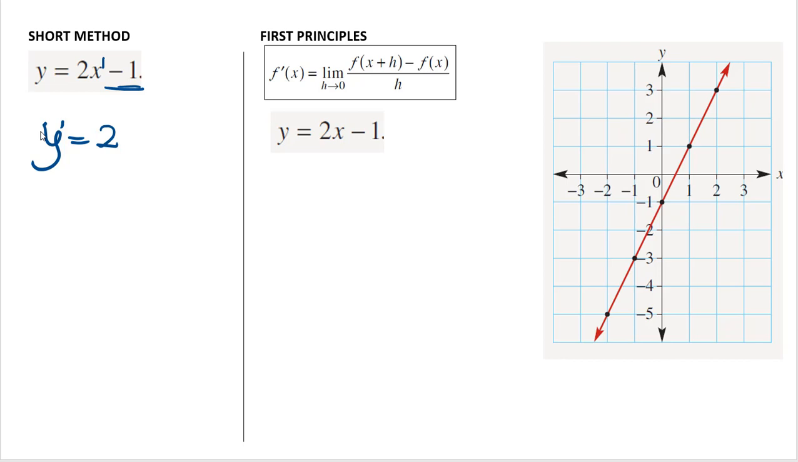What does that mean? Well, have a think to yourself. y equals 2x minus 1. If we thought of that in terms of y equals mx plus b or mx plus c, what is the gradient of this line? The gradient of that line is the coefficient of x in the equation, and in this case is 2. The first derivative is the gradient function. It tells us the value of the gradient on the line, anywhere on the line.